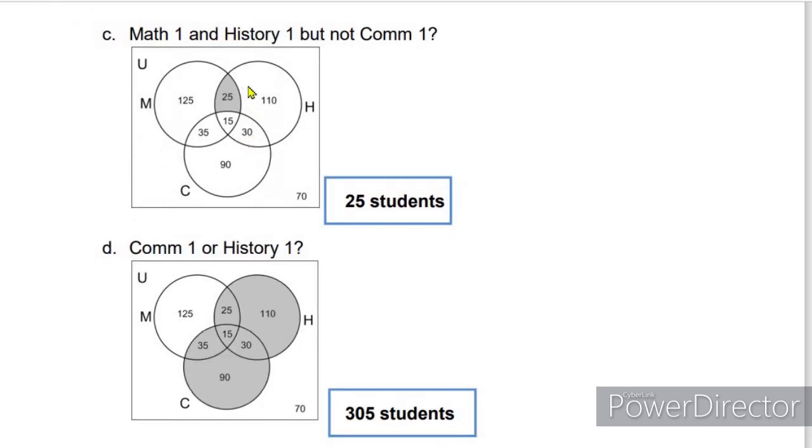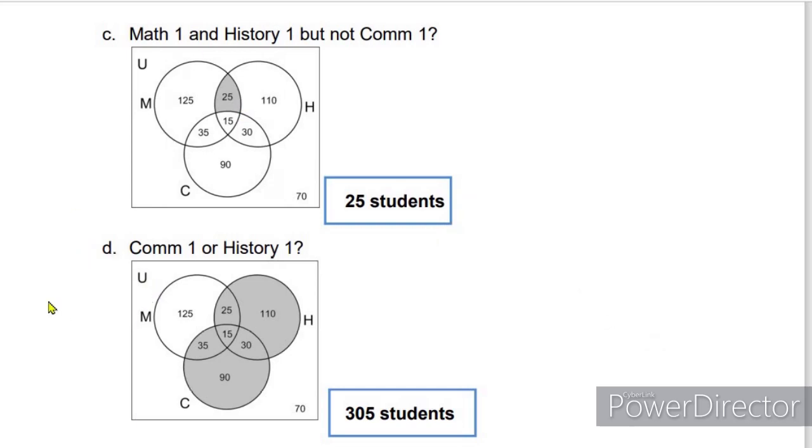Next, for Math 1 and History 1, but not Communication 1. So we will just get 25 students because it is in the intersection of Math 1 and History 1. But Communication 1 is not included. That's why the element 15 will not be included. So it is only 25 students.